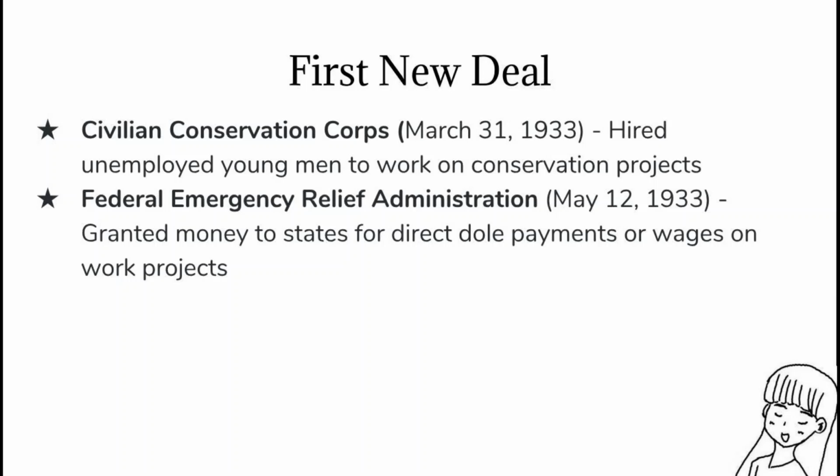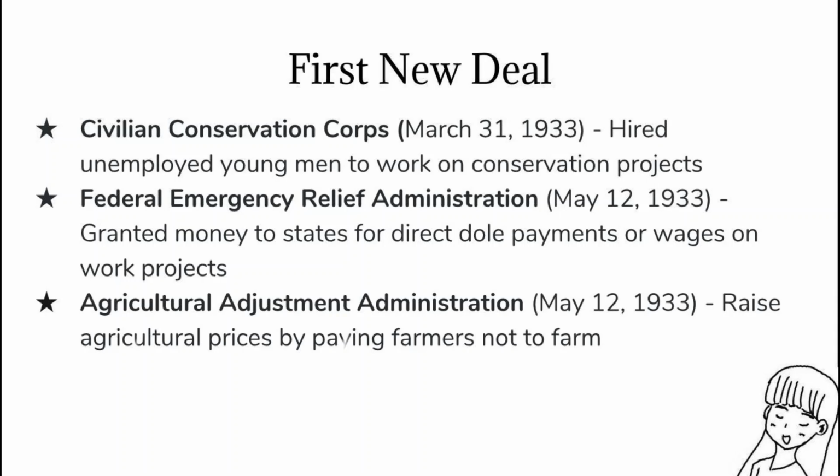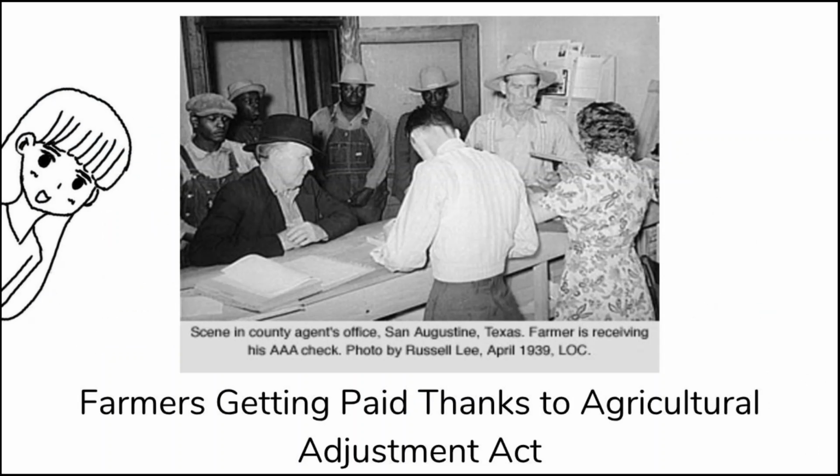It grants money to states for direct dole payments or wages on work projects. There's the Agricultural Adjustment Administration. It raised agricultural prices by paying farmers not to farm. In this picture, there's a scene in the county agent's office, St. Augustine, Texas, where a farmer is receiving his AAA check. Very nice. He's getting paid not to farm.